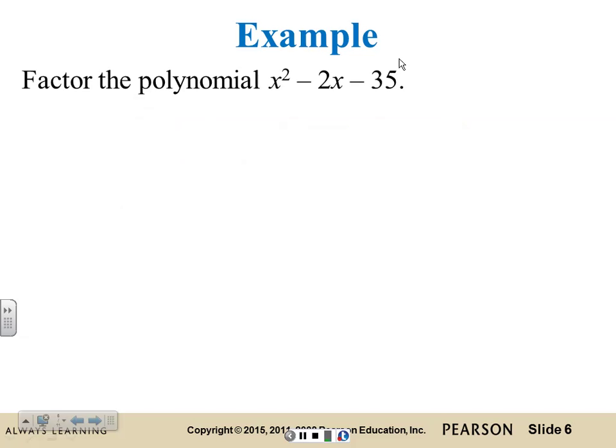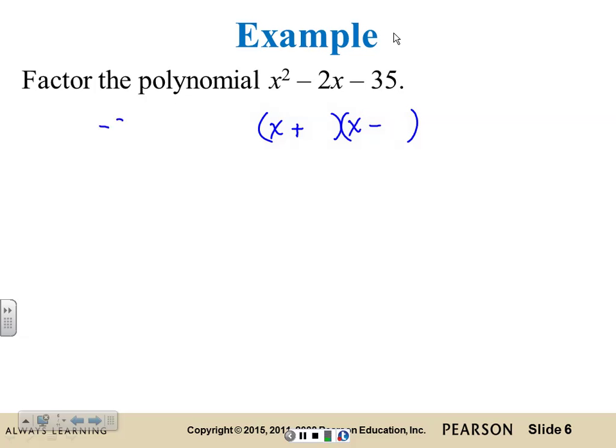Let's try again. Trinomial, leading coefficient's 1. Open up two sets of parentheses. Decide on your signs. This is a negative. Since the second sign is negative, the two signs in your parentheses are going to be different. And it doesn't matter if you put plus in the first one and minus in the second one, or vice versa. That doesn't matter. And then you're going to split your x squared into x times x.